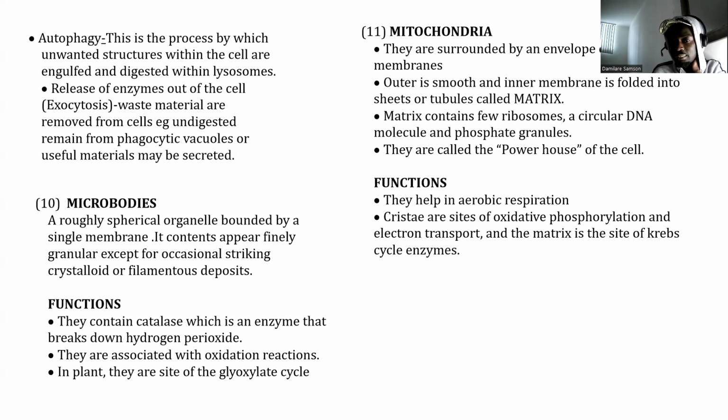The cristae are sites of oxidative phosphorylation and electron transport, and the matrix is the site of Krebs cycle enzymes. So all this, when we get to respiration under plant, under animal, we'll talk more about this aerobic respiration and also anaerobic respiration. But just remember, one of the functions of mitochondria is it helps in aerobic respiration.